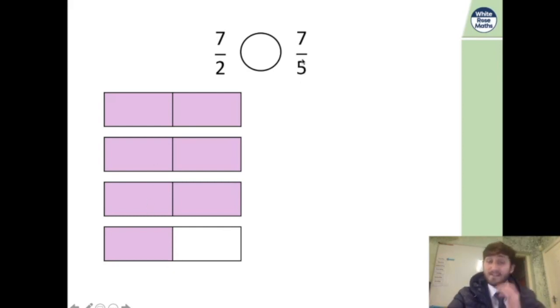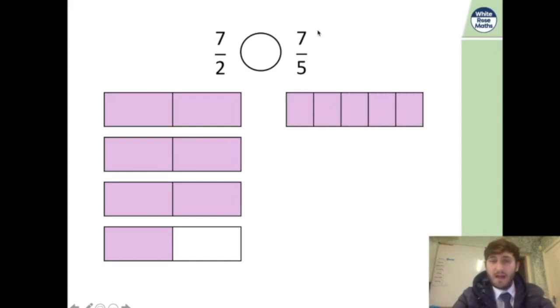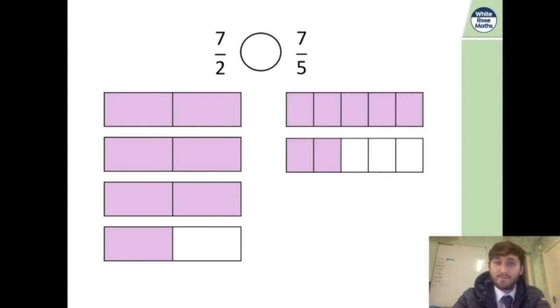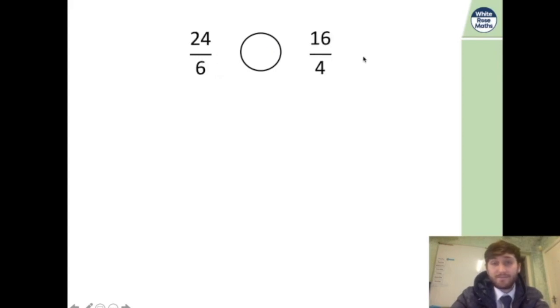So now I'm going to represent 7/5. Well, I know that 5 goes into 7 once, and then I've got 2/5. So I can see here I've got 3 and a half or 1 2/5. So I know that 3 and a half is much bigger because I've got an extra 1 whole there and then some. So I know that this side is bigger, so 7 halves is greater than 7/5.